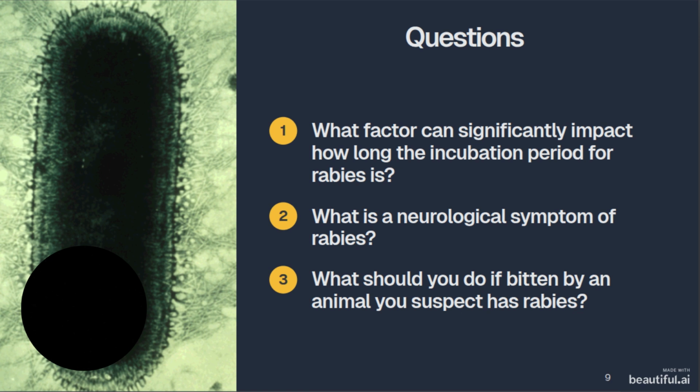And then number 3, what should you do if bitten by an animal you suspect has rabies? Proper wound care, what you should do anytime you're injured: just rinse it off with warm water and soap, and then go to a doctor as soon as possible, where you will get an immunoglobulin shot and you will start your vaccine doses. That's all.